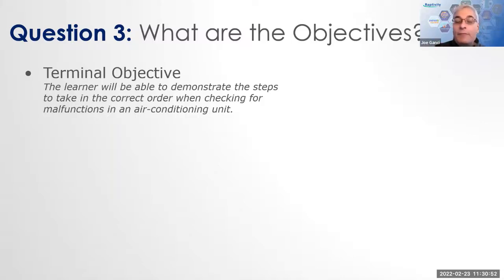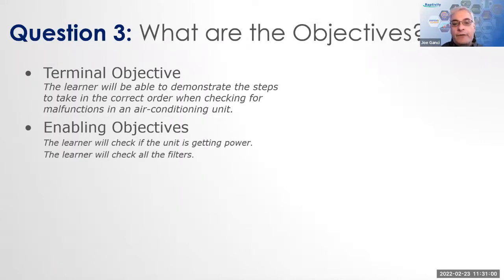The enabling objectives, on the other hand, are the step-by-step ones that get you there. So enabling objectives might be, for instance, the learner will check if the unit is getting power. That's a skill right there. The learner will check all the filters, make sure they're okay, etc. So when you are creating your enabling objectives, they all need to support the terminal objective as well, of course. They need to be a part of what you need to know to achieve that objective as well.